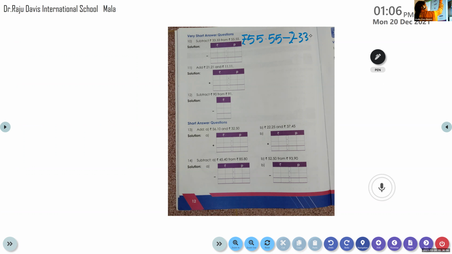33 rupees, 33 paisa. So let's write the digits in the place. Okay. So it is already given the rupee symbol and paisa symbol. So we can write one below the other. So here 55 rupees, 55 paisa. 33 rupees, 33 paisa. Now you complete it. 3 minus 1.